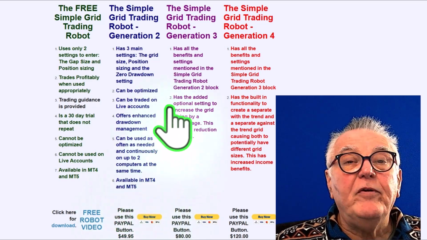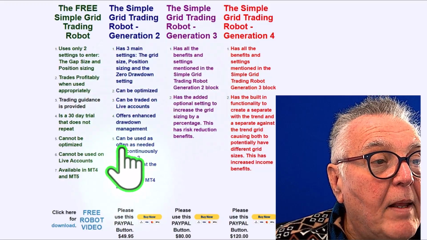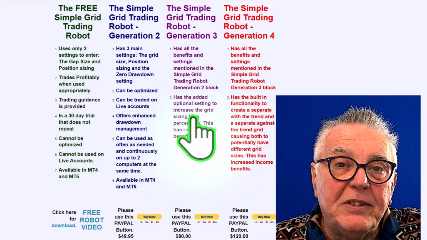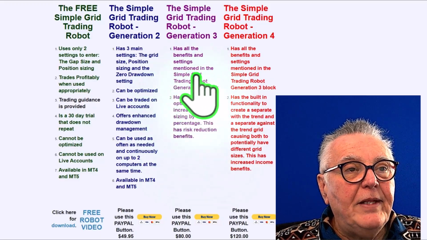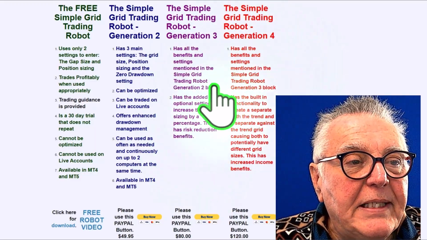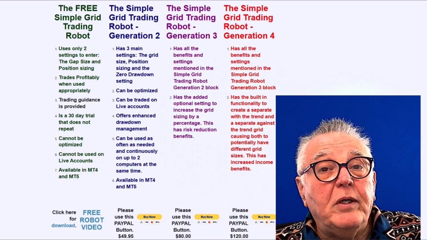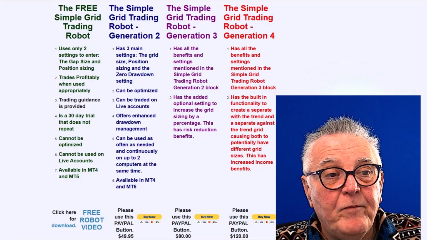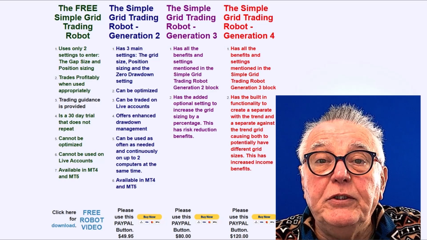So then we move on to the next one, all the benefits of the previous one, but it has the option, as you've seen, of increasing the gap size as the price moves away from your starting point. Then generation 4, again, all the benefits of the previous one, but it has the benefit of separating the grids into a with-trend and against-the-trend grid. Fantastic development of the grid system into generation 4.